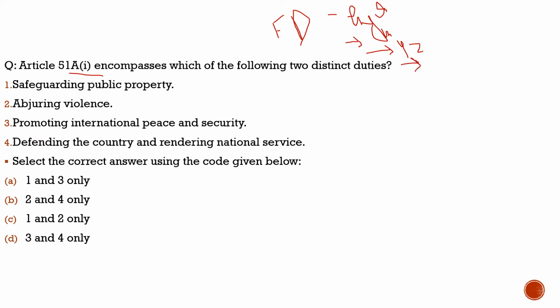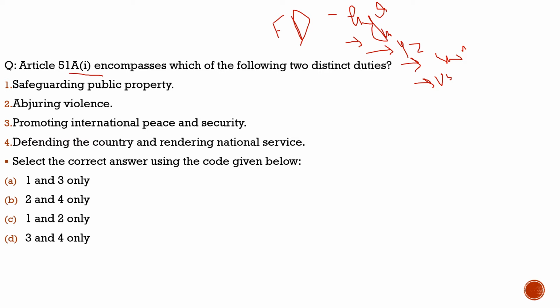Fifth point, it was the Swaran Singh Committee. These are some static points about it. The Swaran Singh Committee recommended that this should be in our constitution. And sixth point, we got inspired from the USSR. This in general is about fundamental duties, which you should know. Now as we are discussing clause I today, let us see what the clause I says.